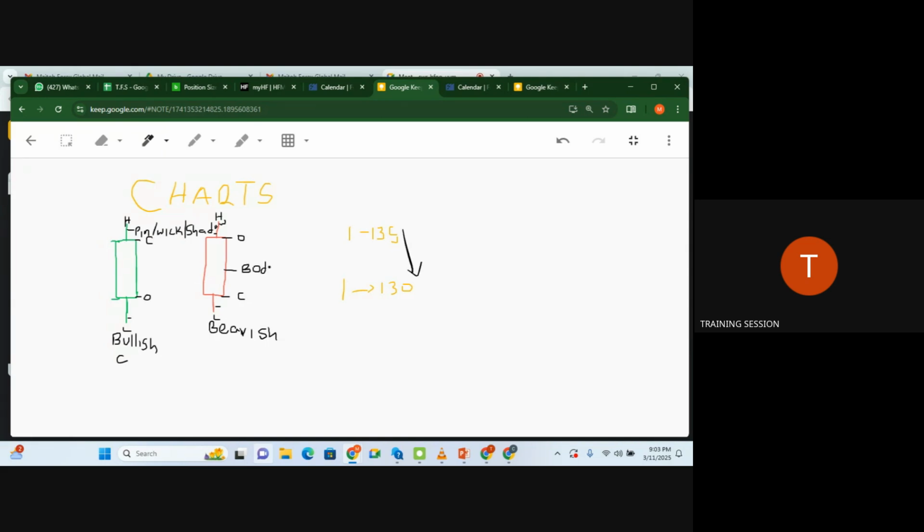Follow closely. Believe me, you cannot trade without understanding candlesticks. As a trader, it is impossible.